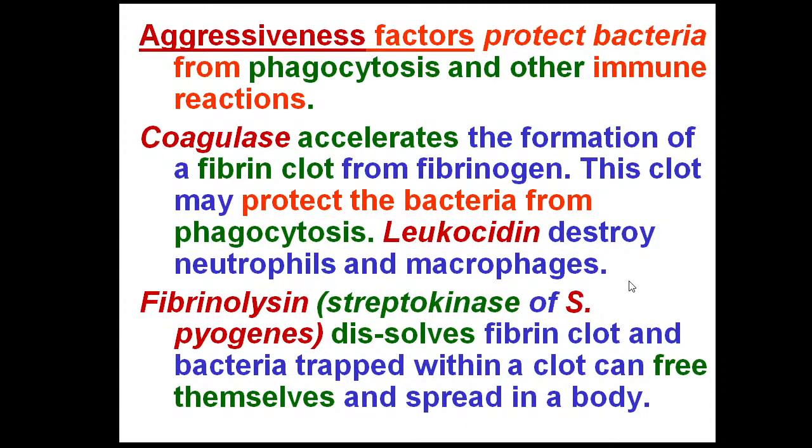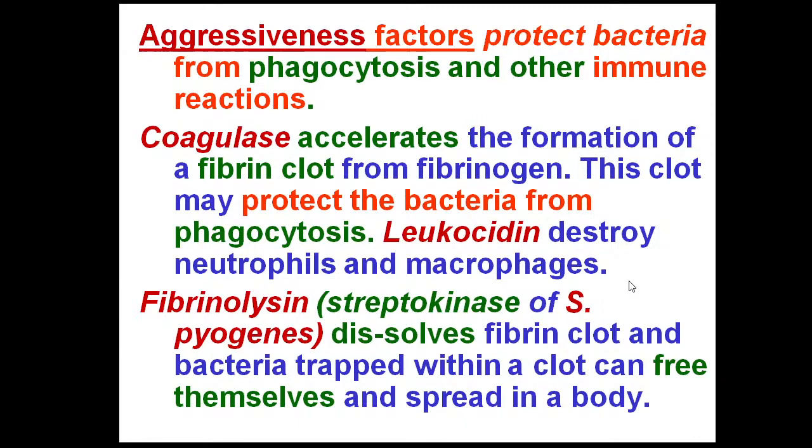Some bacteria may produce an exoenzyme that is called leukocidin. This enzyme destroys neutrophils and macrophages. That is also a way to overcome host defense mechanisms.